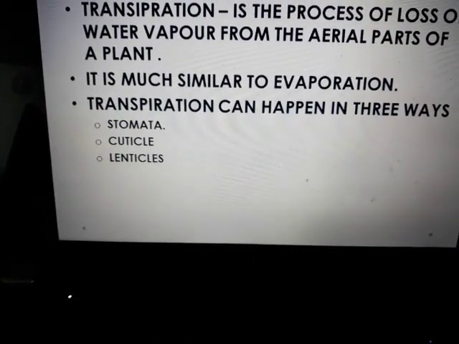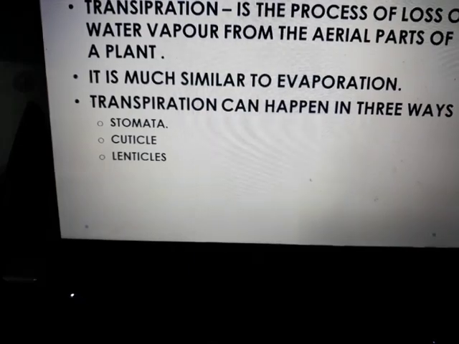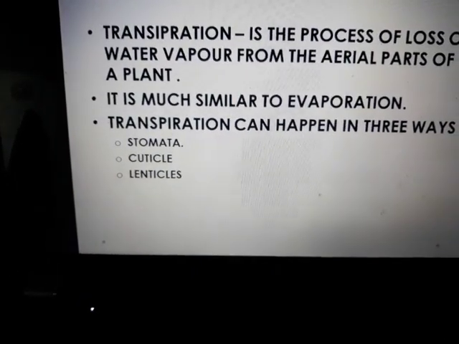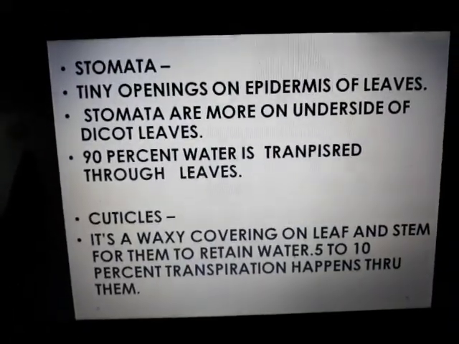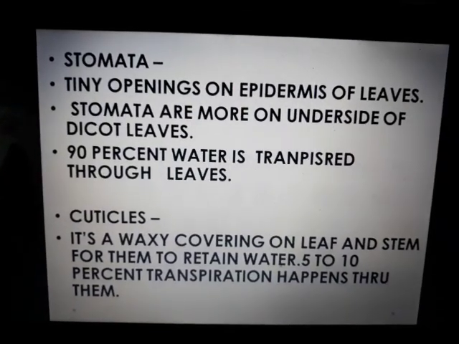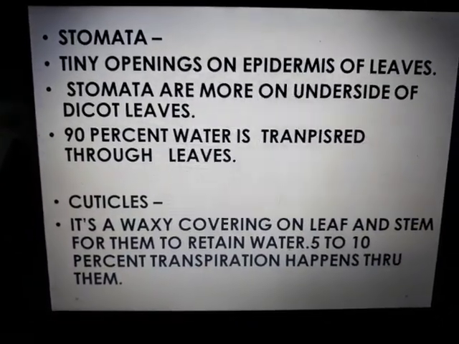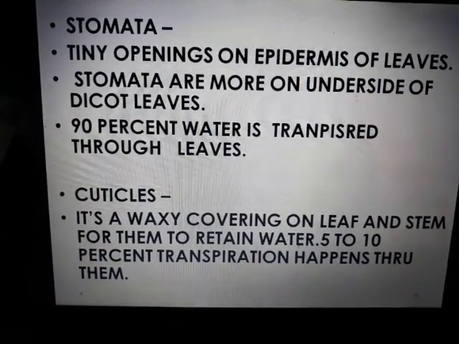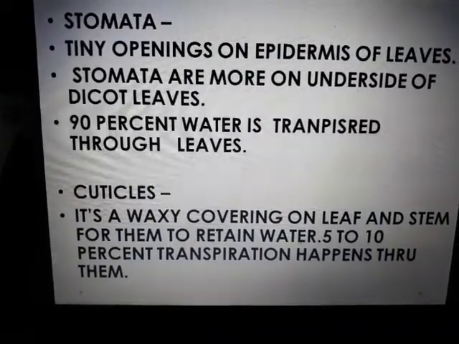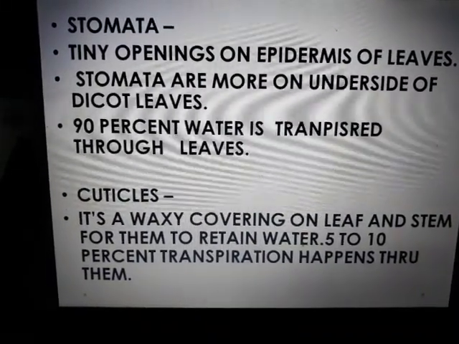In the plants, through stomata. We all know what stomata is. Cuticles, small openings, and lenticels. We are going to see what are they. Stomata are the openings on epidermis of leaves. They are more on underside of the dicot leaves, and 90% of water is transpired through the leaves. So that is why this is a very important process.